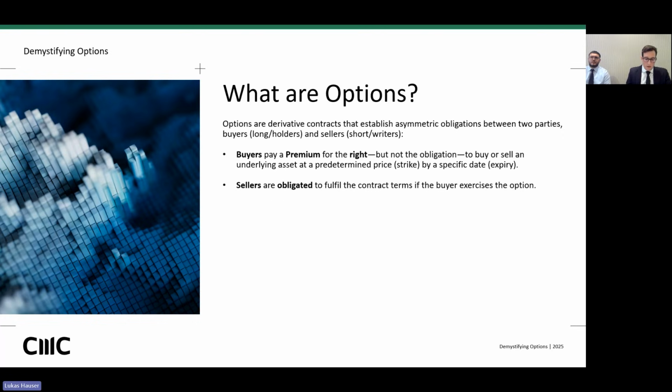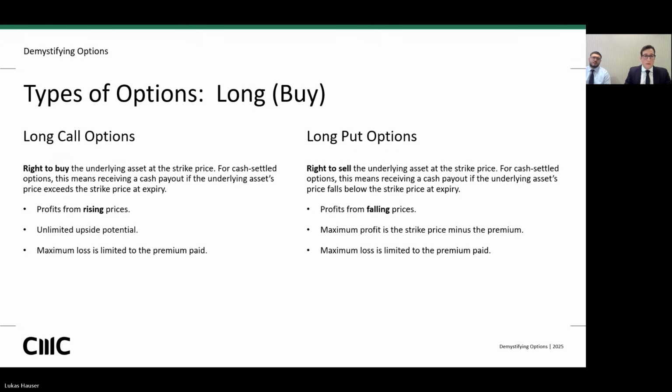Today, however, we focus on just buying options, even though we could technically buy or sell at CMC as well. There are two types of options: call options and put options. If I buy a call option, I benefit from rising prices because it provides me with the right to buy an underlying asset at a specific strike price. In the case of cash settled options, instead of buying the asset physically, I would get a cash difference between the strike and the settlement price. We will look at it in some examples in more detail.